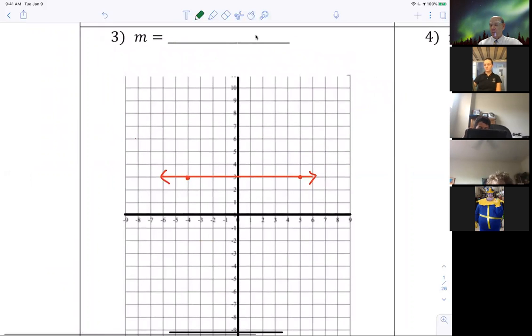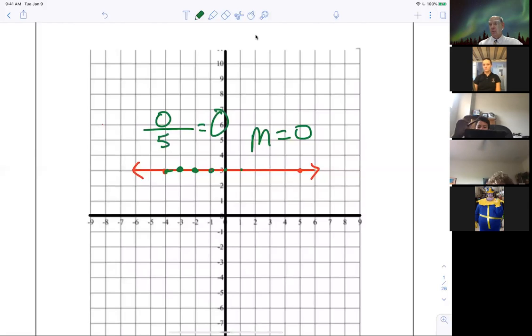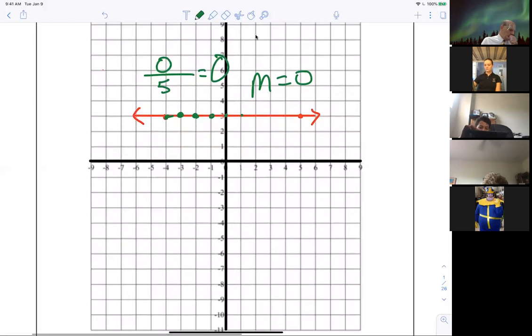All right, who remembers what this was? Horizontal line. Yes, slope is equal to 0. Now, why is that? How many did I go up? 0. And how many did I go over? You could say 1, but it doesn't matter because you could say 2 or 3 or 4 or 5. It doesn't matter because 0 over anything is still what? 0. Slope of all horizontal lines is 0. Next.